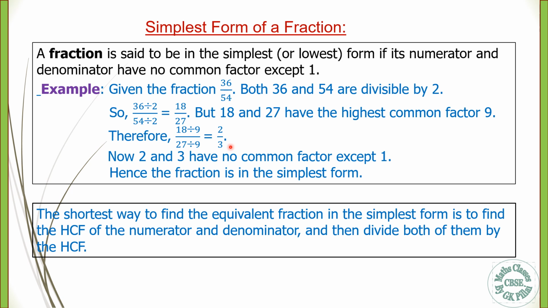But one thing let me tell you, here we divided first by 2 and then by 9. It is not necessary. If you can identify 18 to be the highest common factor between 36 and 54, you can cancel them and get the simplest form of the fraction, 2 by 3. So that is what is mentioned here. The shortest way to find the equivalent fraction in the simplest form is to find the HCF of the numerator as well as denominator and then divide both of them by the HCF. So here 18 is the highest common factor.